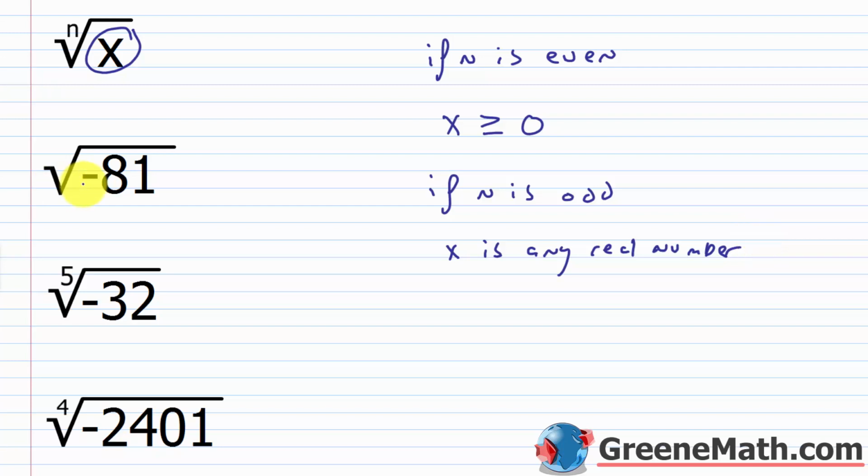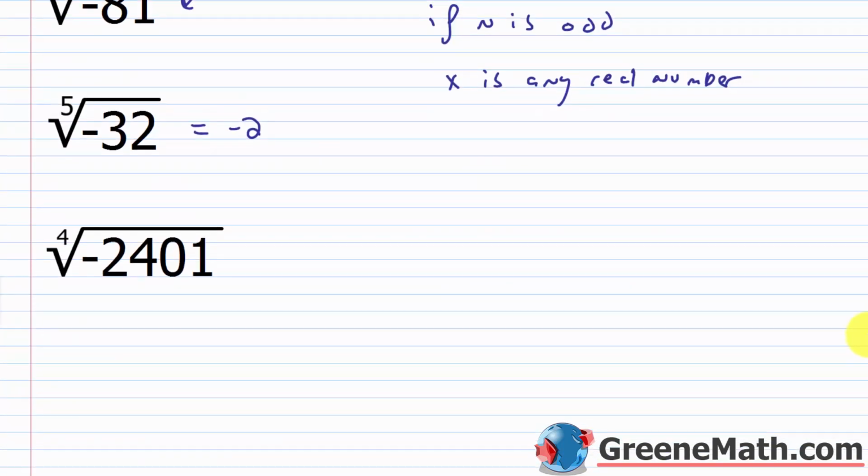So if I have the square root of negative 81, this is, again, not real. The fifth root of negative 32 is just negative 2. Then something like the fourth root of negative 2,401, this is a 4. This is a negative here. Can't take the even root of a negative number. This is not real. And again, in a few lessons, we'll learn how to deal with taking the square root of a negative. But for right now, we're just going to say it's not real.